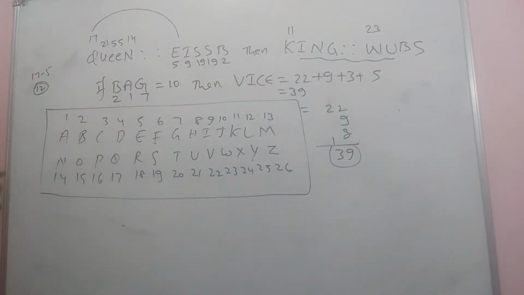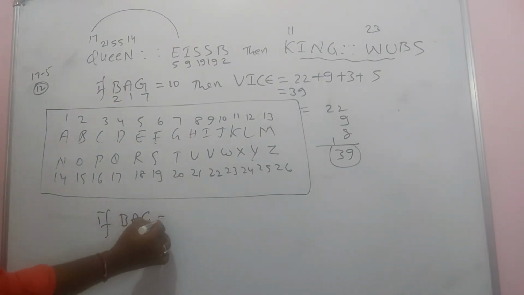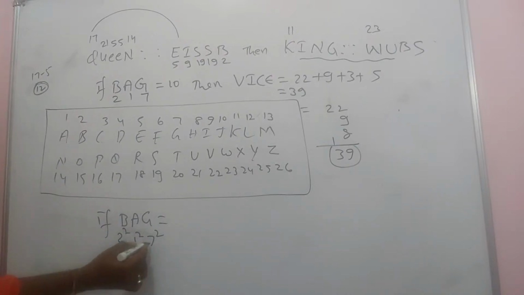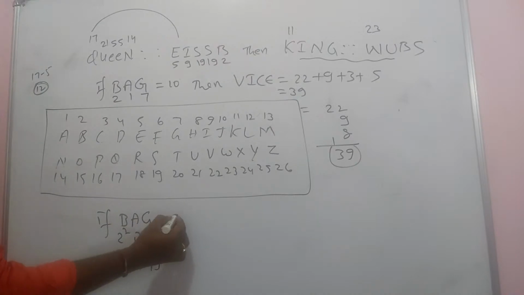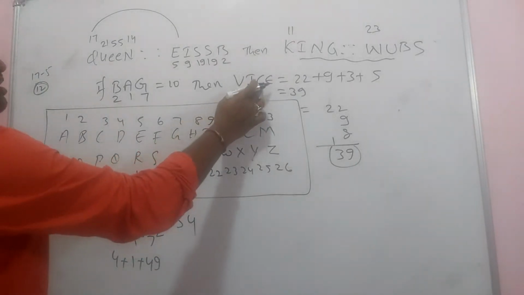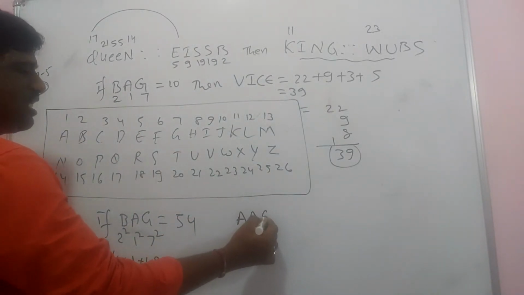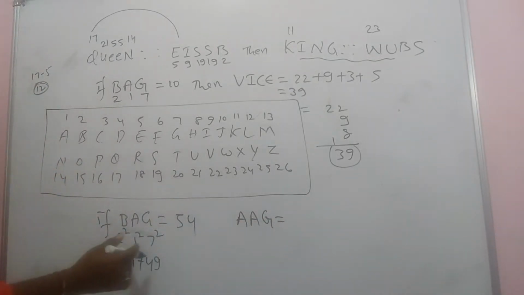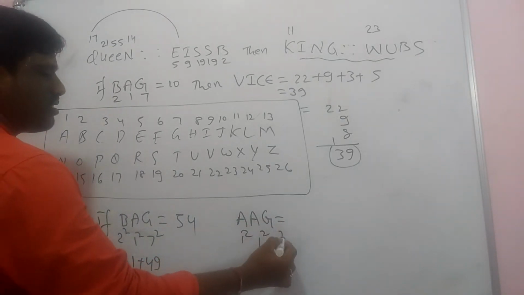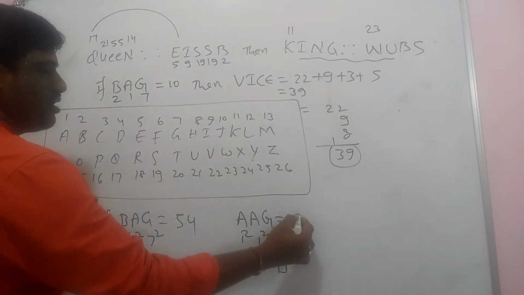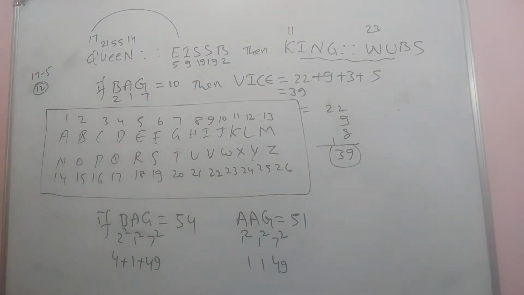It depends on how you are taking it. Suppose they code BAG another way, like a square: 2 square, 1 square, 7 square. 2 square is 4, 1 square is 1, 7 square is 49. If they coded this value as 54, then for the code of AAG you have to square: 1 square, 1 square, 7 square. 7 square is 49, 1 square is 1, 1 square is 1. So you will write this value as 51. Like that, coding languages will be there.